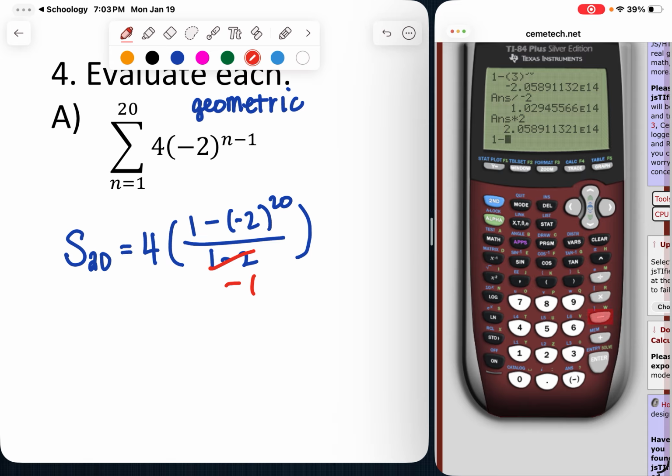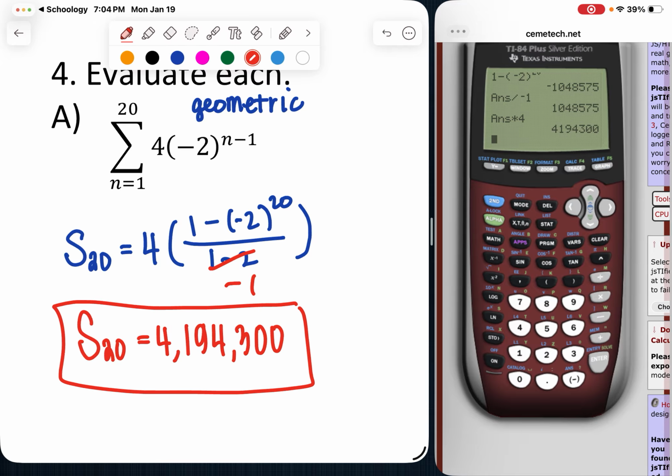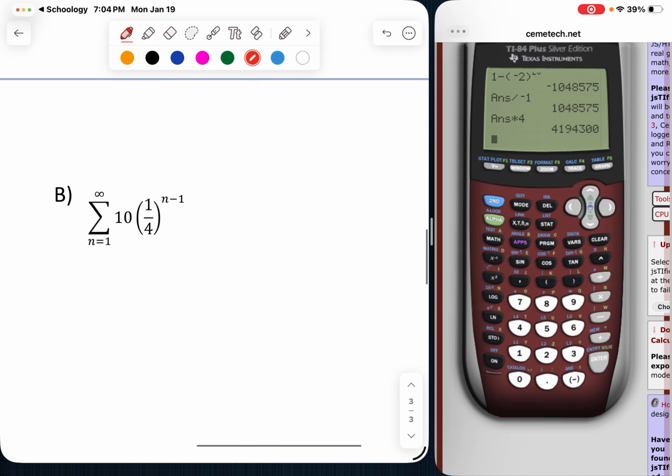All right, we're doing 1 minus negative 2 to the 20th power, right? If you think about this, is this a positive answer or a negative answer? It's negative. If you turn it into plus, you're making it positive, which is not true. Hit enter. Divide by negative 1, hit enter, and then times it by 4. Big number. So the sum of these 20 terms is 4,194,300. Glorious. Love it. All right, let's move on to the next one.